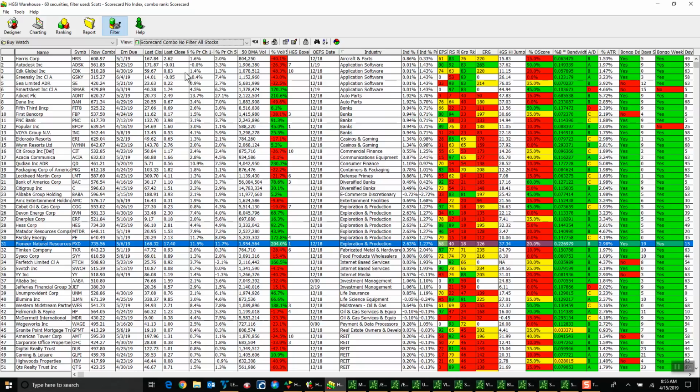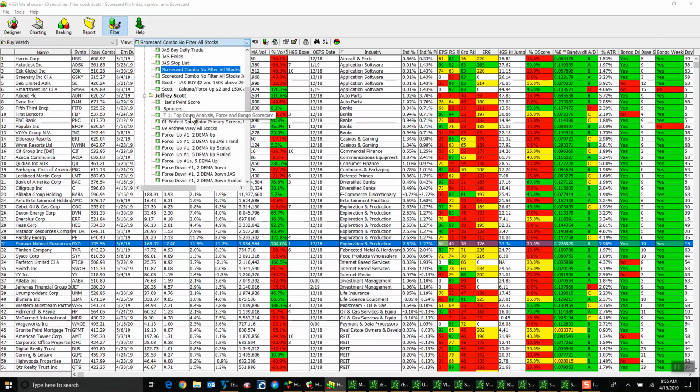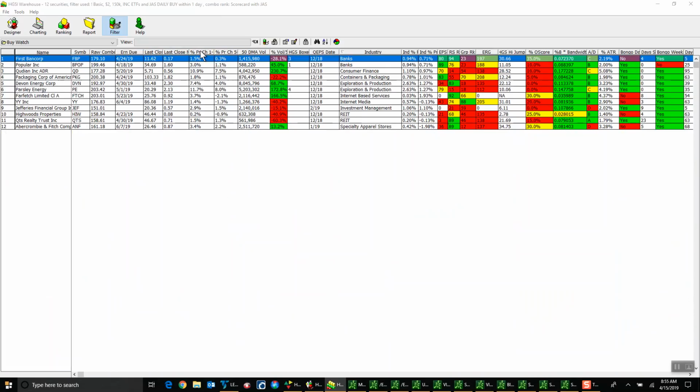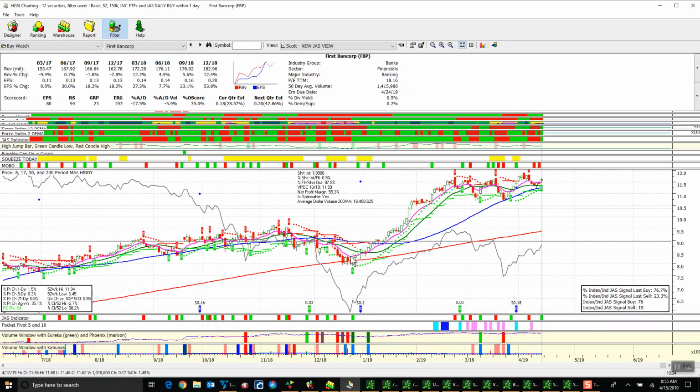How many of these have a buy within 1 day? These are all stocks that had a new buy signal come in within the last day. So First Bancorp might be one that's ready to run, FBP. So here's a stock, ran up, sideways, new buy signal came in, great earnings per share growth, pays a teeny dividend. I put this on my buy watch list. We already looked at Devon.